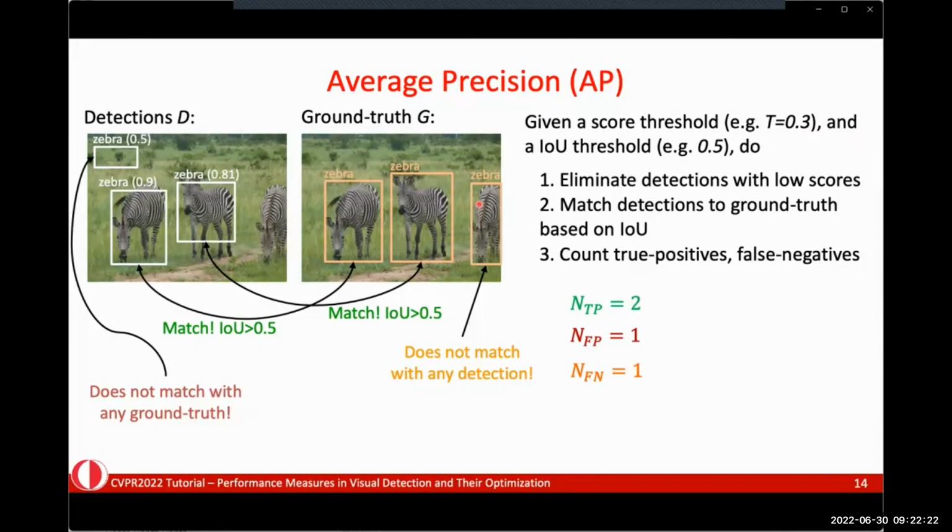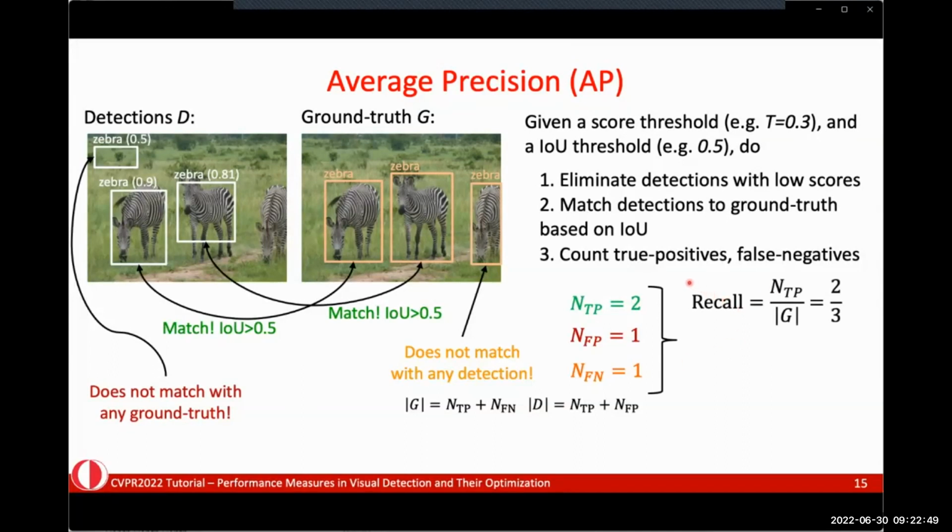We can also relate these numbers to the total number of ground truth boxes and total number of detections. The total number of ground truth items equals the number of true positives plus the number of false negatives, and the total number of detections equals the number of true positives plus the number of false positives. From here, we can now compute recall and precision.